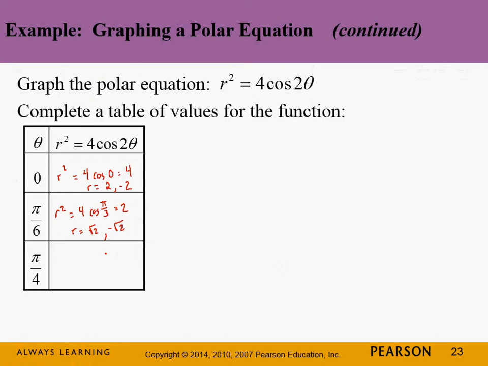And then we've got pi over 4. So r squared equals 4 cosine of 2 pi over 4, which is just pi over 2. What's cosine of pi over 2? 0. If r squared is 0, what's r equal to? r equals 0.